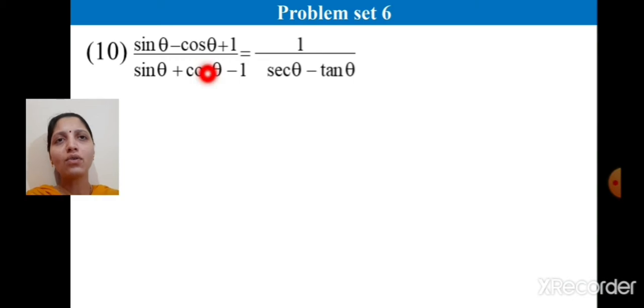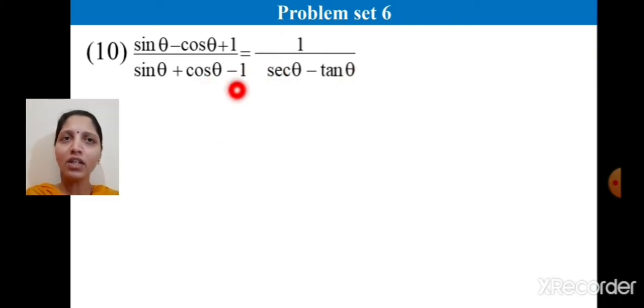Okay, so in this sum we have to prove that (sin theta minus cos theta plus 1) upon (sin theta plus cos theta minus 1) is equal to 1 upon (sec theta minus tan theta). These type of sums usually we consider LHS and then we prove that LHS is equal to RHS. Now in this sum you have to consider RHS and then you have to show that RHS is equal to LHS.